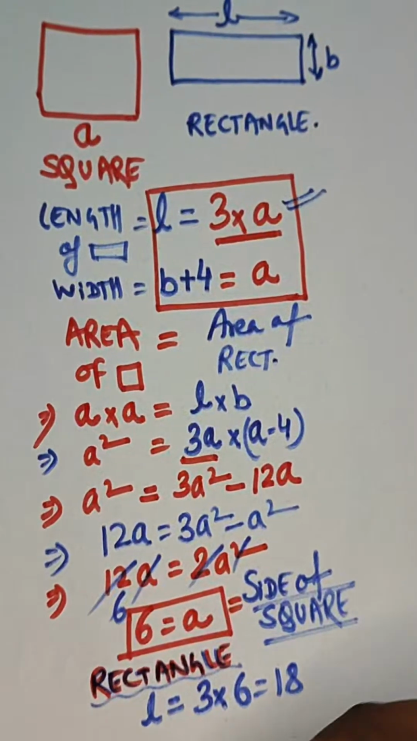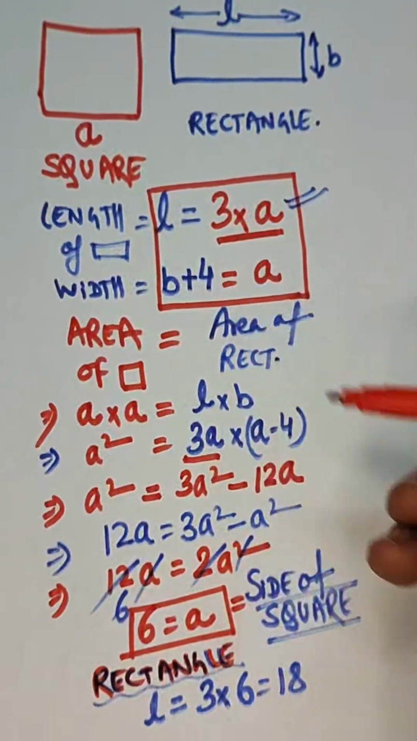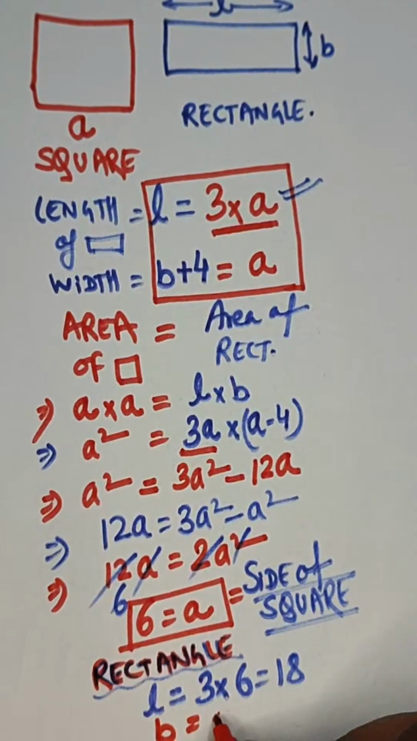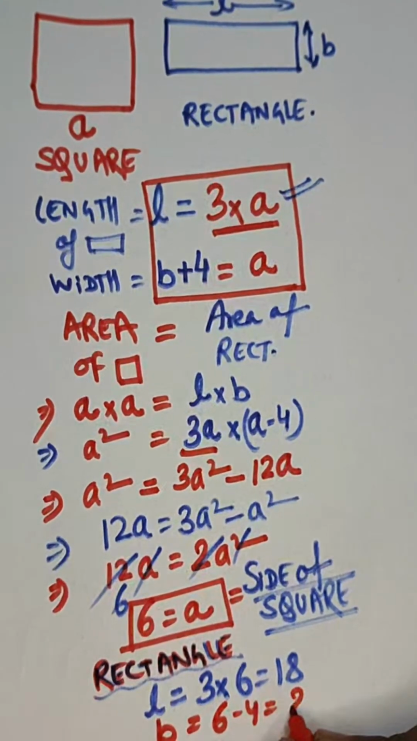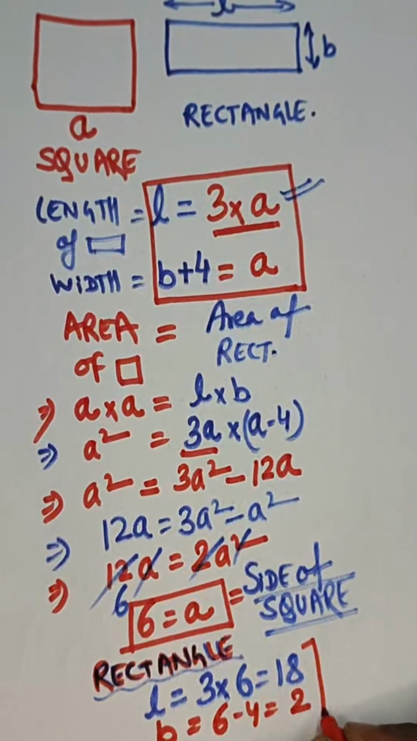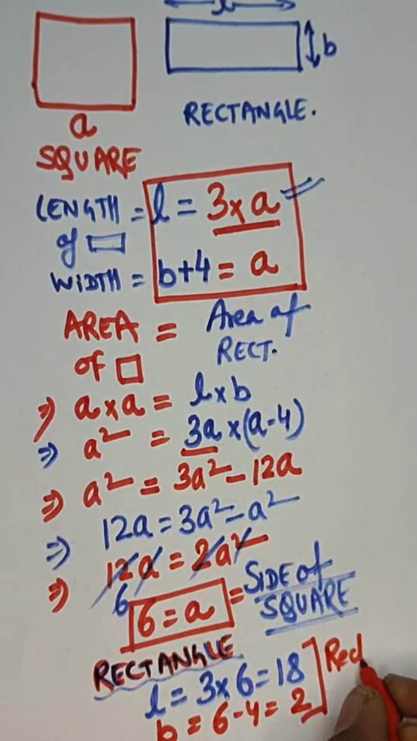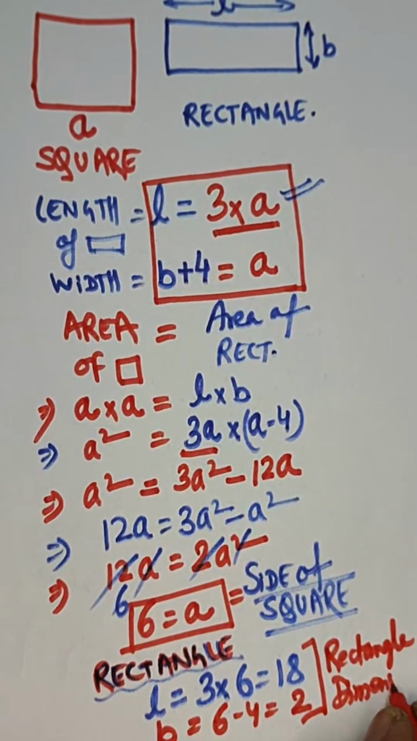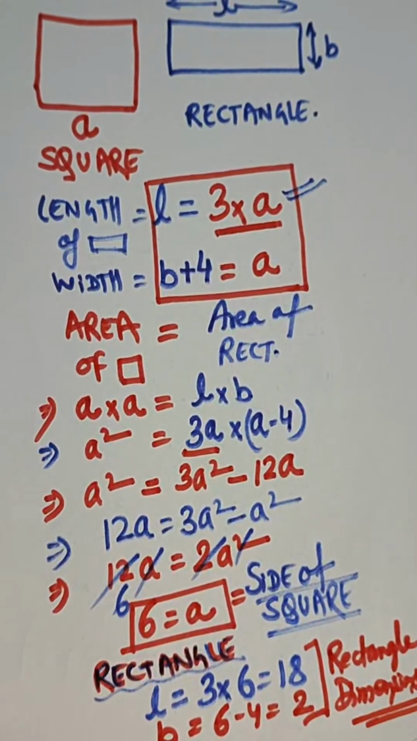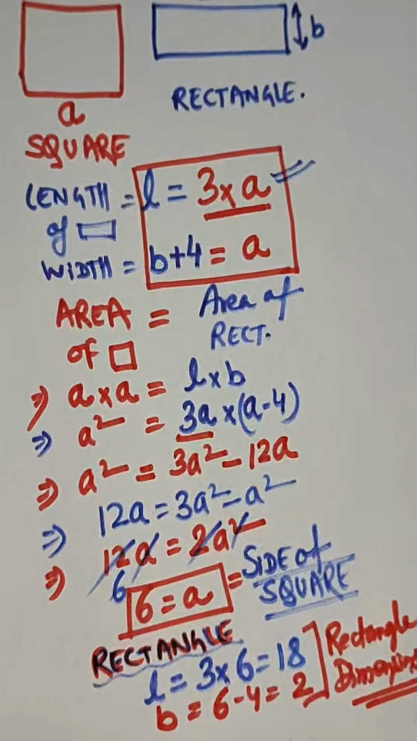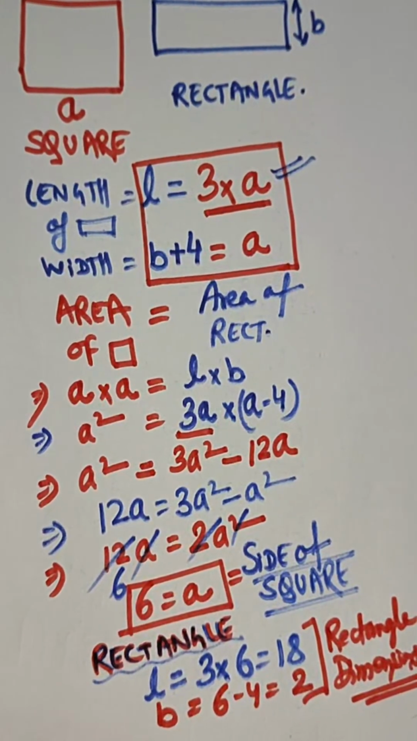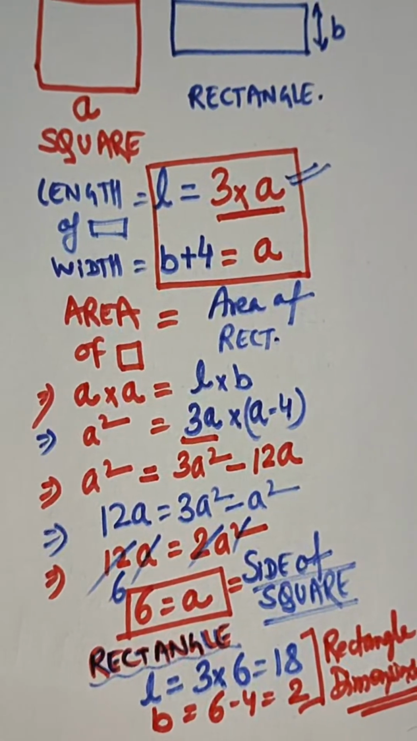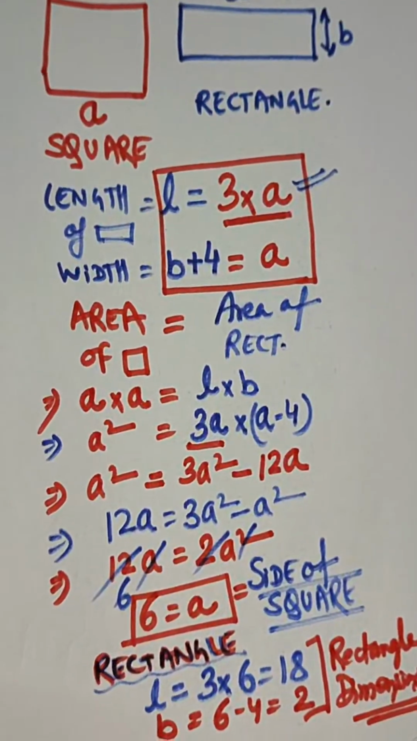And what is the value of breadth? Breadth is given by a minus 4, and a is 6. So it will be 6 minus 4, which is equal to 2. So these are the dimensions of the rectangle we have calculated, my dear friends. What are the values? 2 and 18. Let me see the answer, my dear friends. Oh, it's perfectly fine, and our answer is correct.